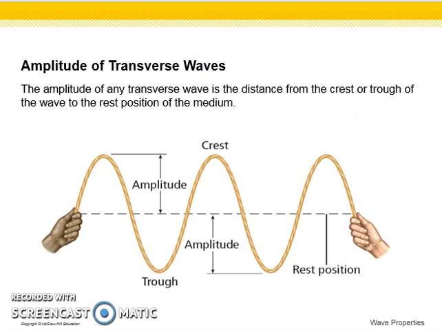Amplitude of transverse waves. The amplitude of any transverse wave is the distance from the crest or the trough of the wave to the rest position of the medium. So if this is our rest position, this dotted line here, okay? So it'd be from the crest to here. That would be our amplitude, from here to here, or from here to there. So one more time, from the crest to here, or from the trough back to there.